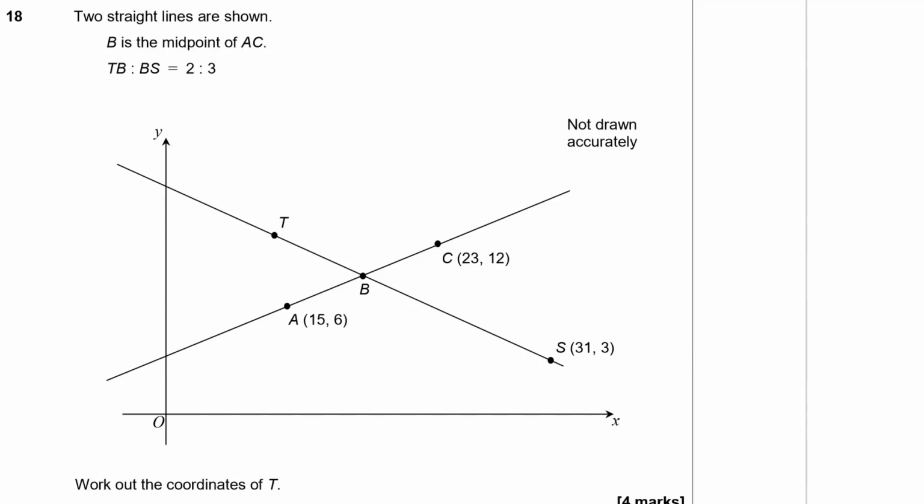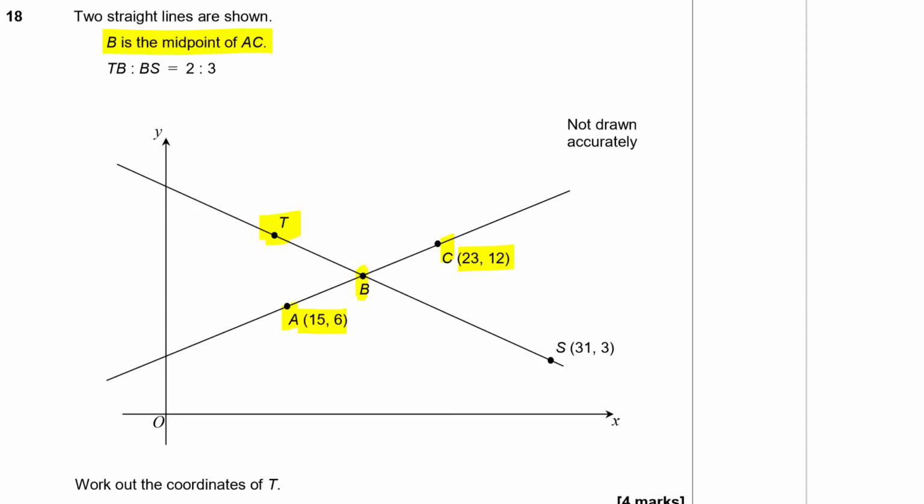Okay, so in this problem, we need to work out what the coordinates of T are. Now T is this one up here. Now we're told that B is the midpoint of AC. So here's A, here's C, and here's the midpoint B. So we're going to use these two coordinates to find the coordinates of B.